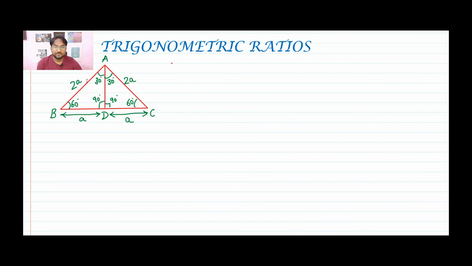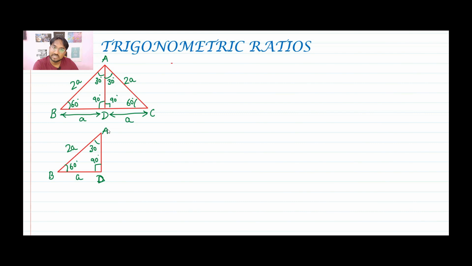So now what do we do? Let's make any one right angle triangle separately. Okay, so this point will be A, this will be B and this will be D. This is the right angle triangle at point D, and this is 60 degrees, this is 90, this is 30, and this is twice of A, 2A, and this is A.